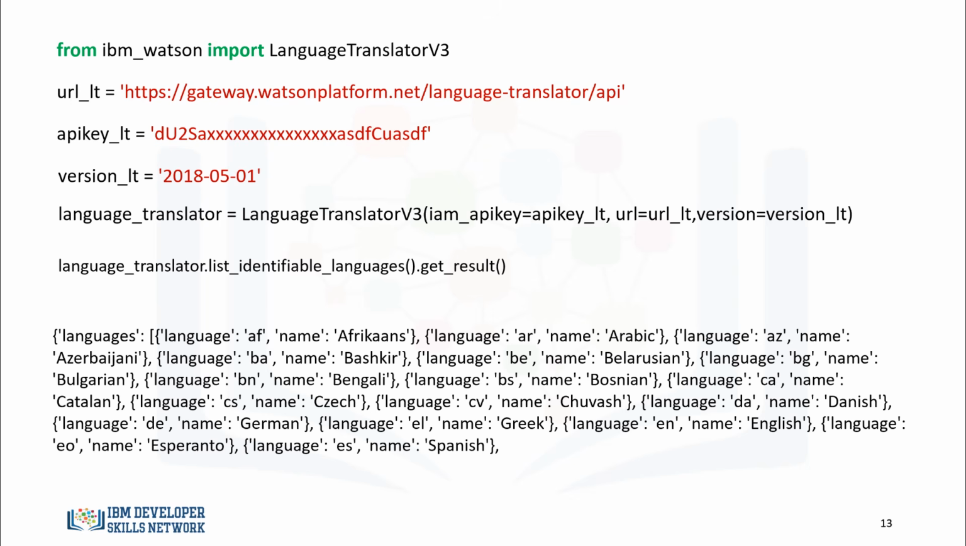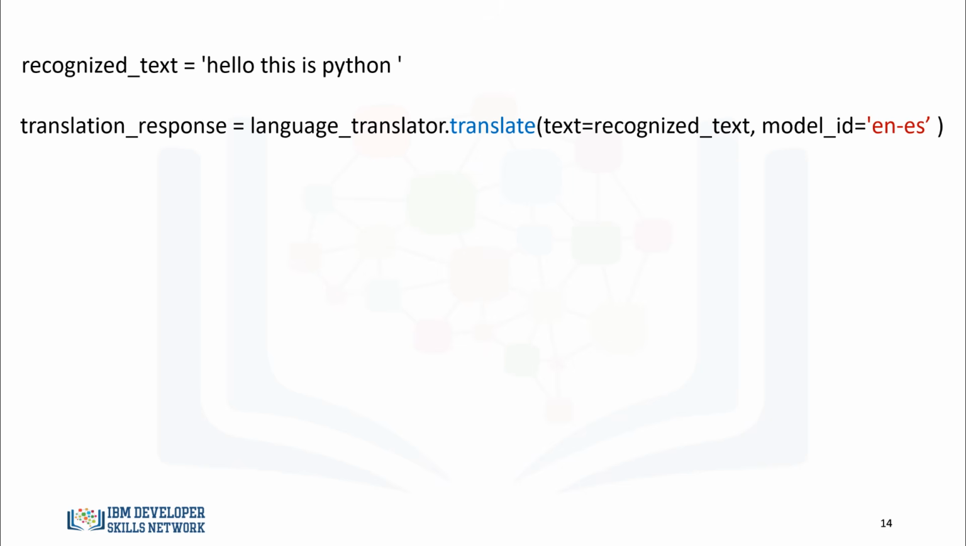We can get a list of the languages that the service can identify as follows. The method returns the language code. For example, English has the symbol EN, and Spanish has the symbol ES. In the last section, we assigned the transcribed text to the variable recognized_text. We can use the method translate. This will translate the text.